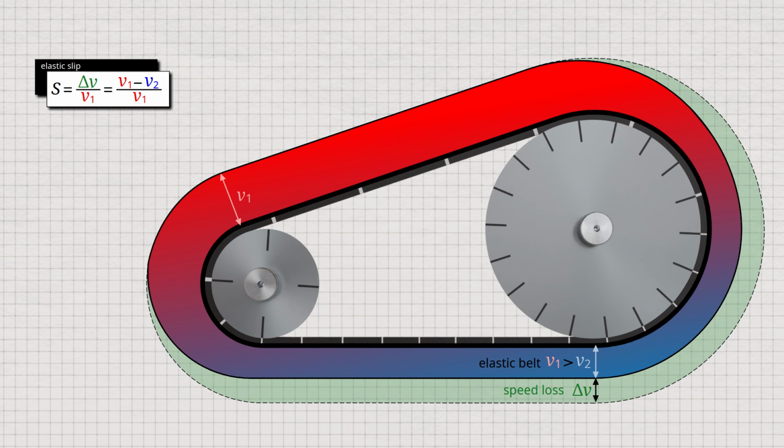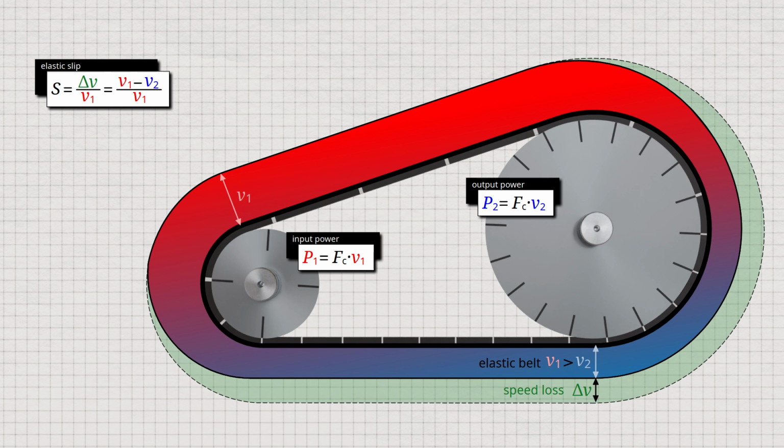The aforementioned reduction in the circumferential speed at the output pulley as a result of the elastic slip is also directly associated with a loss of power. The power is generally calculated from the product of the transmitted circumferential force Fc and the circumferential speed v. It is now immediately obvious that for a certain transmitted circumferential force, a loss of speed directly means a loss of power.